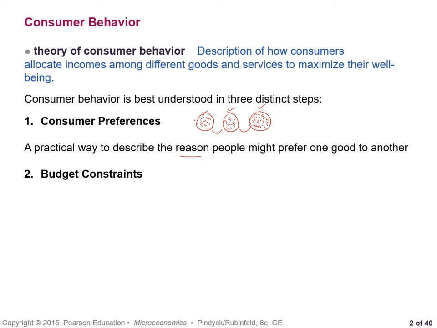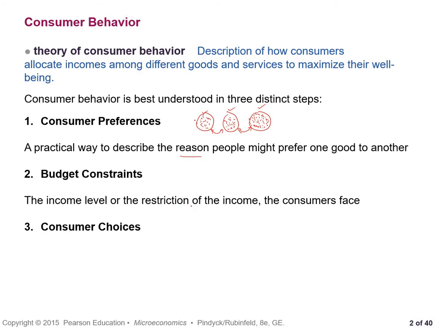कि जी मैं ये ले लूं या ये ले लूं. Every such consumer basket is giving me equal preference. So all of this discussion will be discussed under consumer preferences. The next thing which we have to discuss in the consumer behavior is budget constraint, the income level or the restriction of the income the consumers are facing.